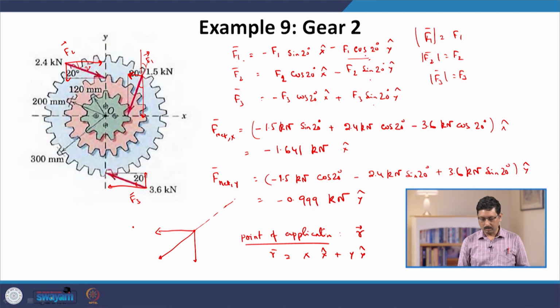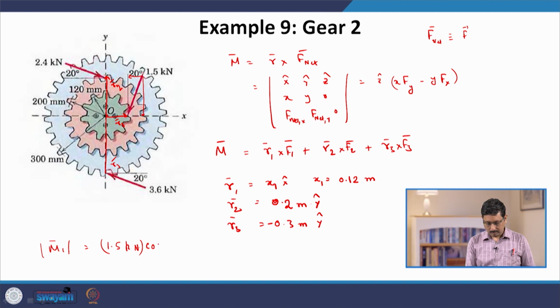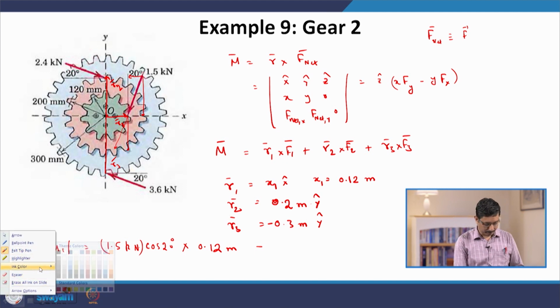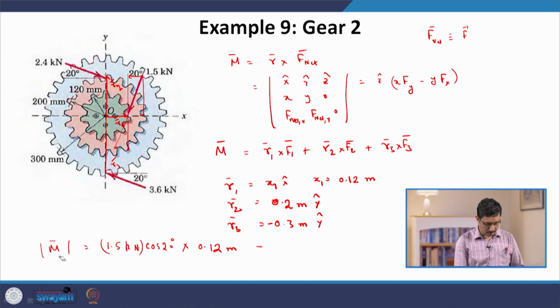So, F1 cos 20 degree times this distance, so here, put the force here. Only the y component is going to contribute, times 0.12 meter. So, let us call that.